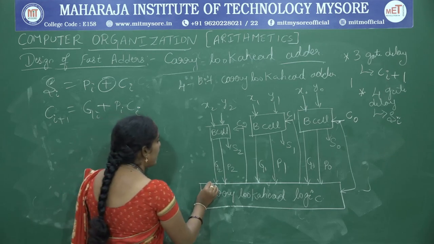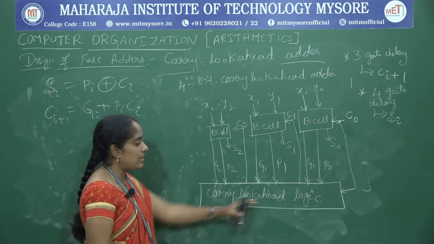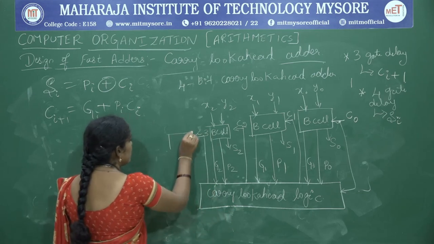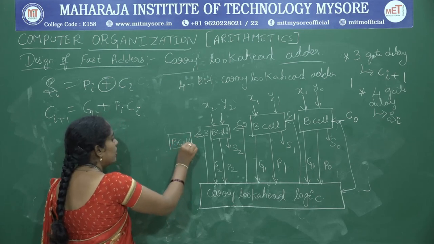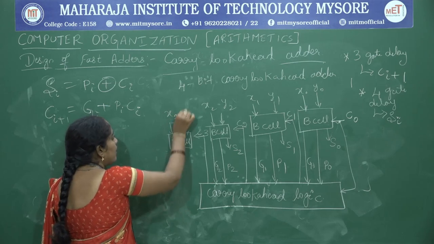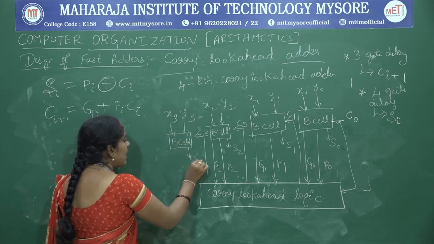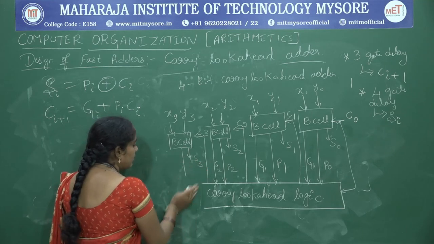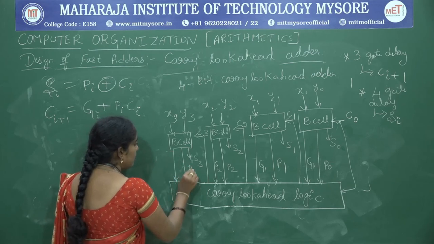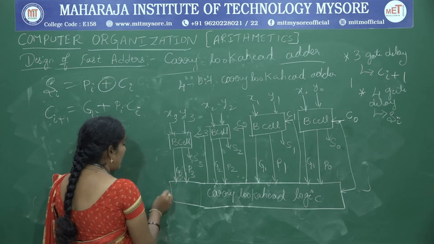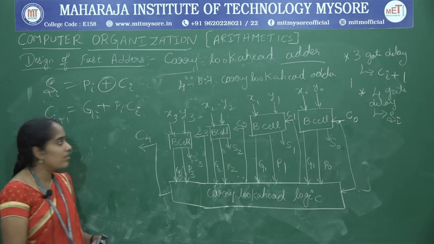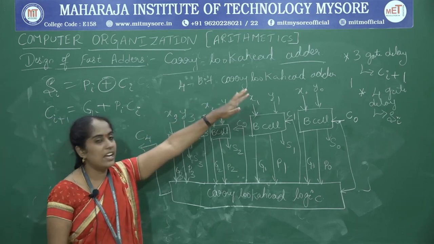Okay, so next, by using this carry look ahead logic, we will get C3. This is your fourth bit cell, X3 and Y3, and this is S3, and this is P3 and G3. And lastly, you will get C4. This is the diagram for the 4-bit carry look ahead adder.